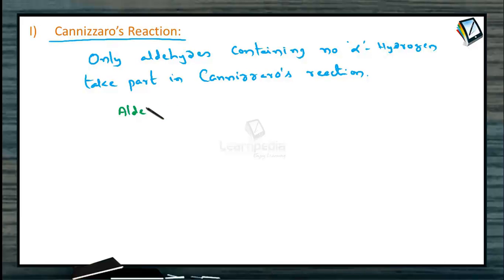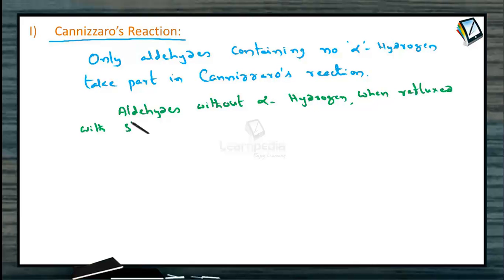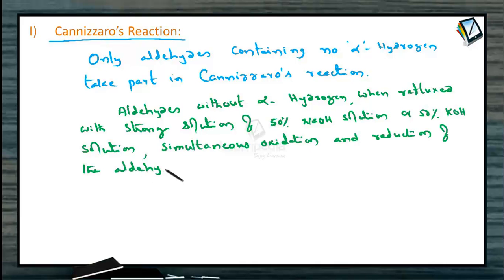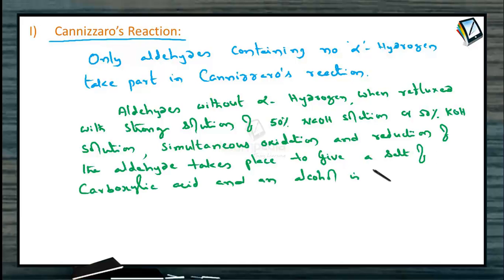So aldehydes without alpha hydrogen, when refluxed with strong solution of either 50% NaOH solution or 50% KOH solution, undergo simultaneous oxidation and reduction of the aldehyde to give a salt of carboxylic acid and an alcohol. This is called Cannizzaro's reaction. Then what are the examples of aldehydes having no alpha hydrogen so that they can undergo Cannizzaro's reaction?